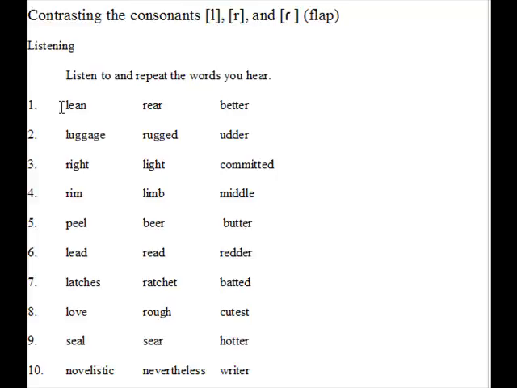In the first column, you'll get the L sound. In the second column, you'll get the R sound. And in the third column, you get the flap sound. Notice the flap, it's very common in the middle, like the TT sound, the DD, the T, D, T again. So if you have a T or a D in the middle of a word in American English, it might very well be the flap sound.